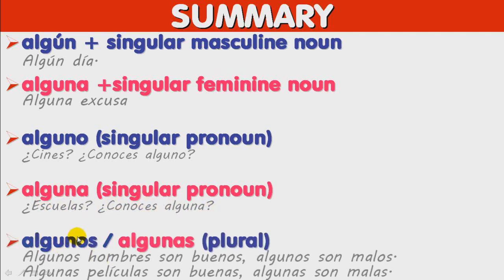And we use algunos or algunas when we are referring to the plural. Some men are good, some are bad. Algunos hombres son buenos, algunos son malos. Algunas películas son buenas, algunas son malas.